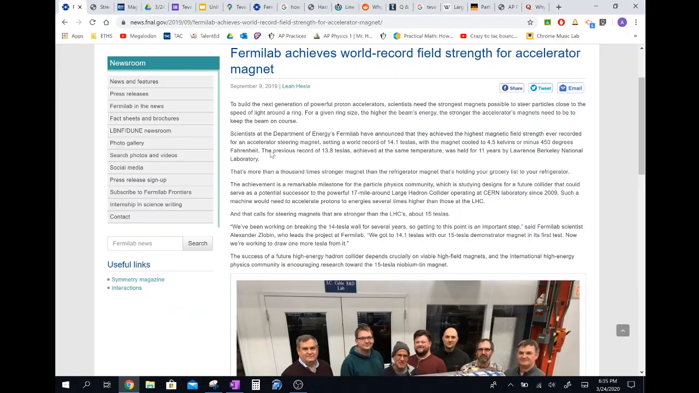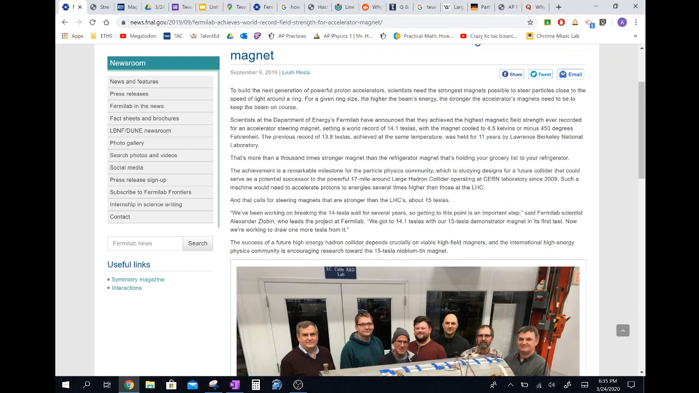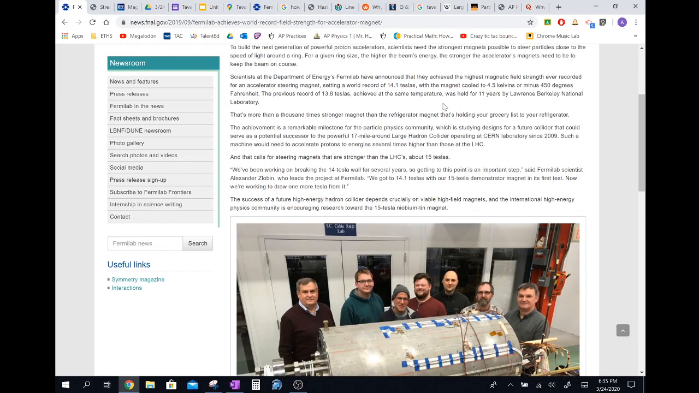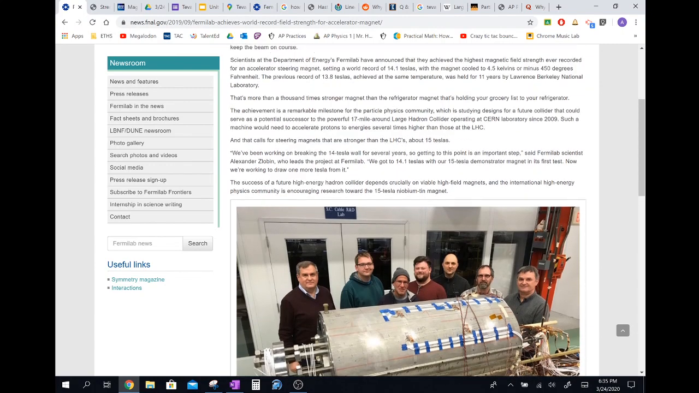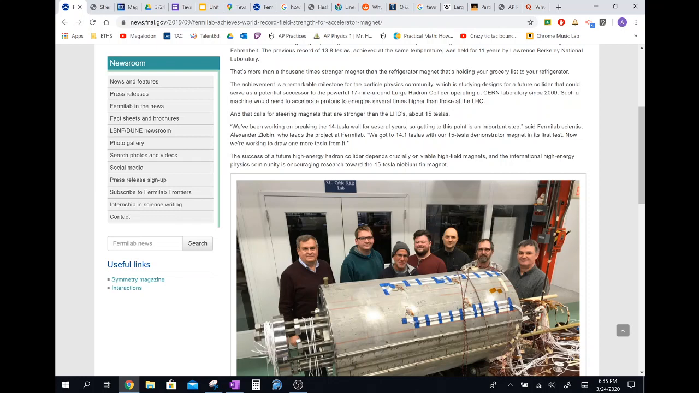And then here's that article that says that we can have a magnetic field of 14.1 Tesla. This is from September 9th, 2019. One thing I thought was cool is they're talking about doing that by cooling our magnets down, making them more conductive. And what's interesting is, if we're thinking about electromagnets and current running through there, it's going to be more conductive.